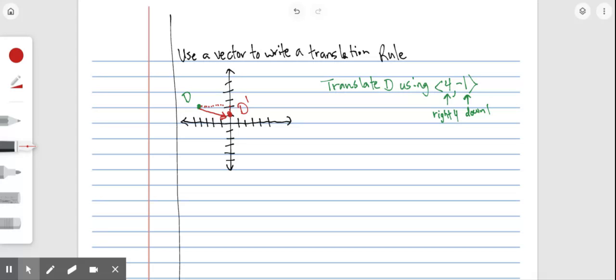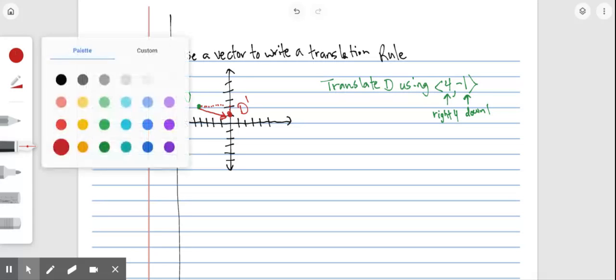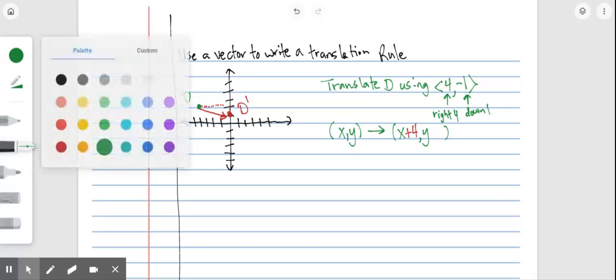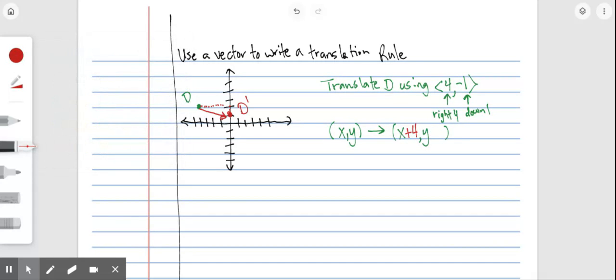Now, in order to write a translation rule, if our original D coordinates were x, y, we're translating them by taking the original x coordinate and adding 4, and then taking the original y coordinate and subtracting 1. So let's look at this. This is a translation rule.